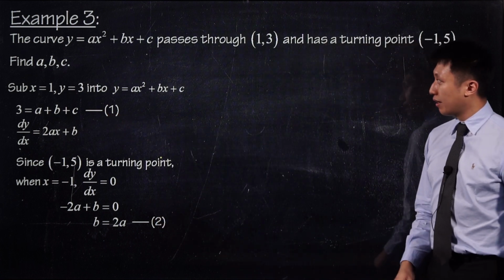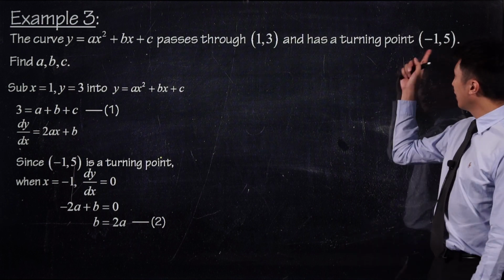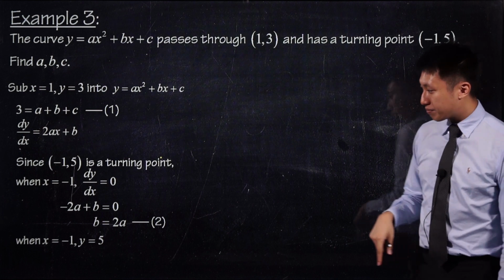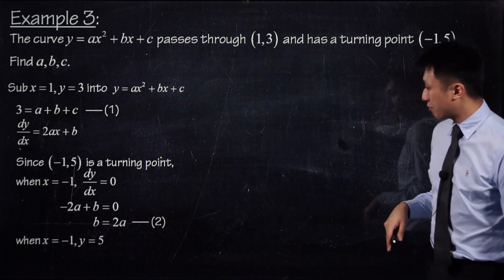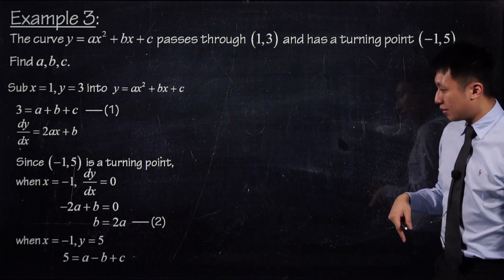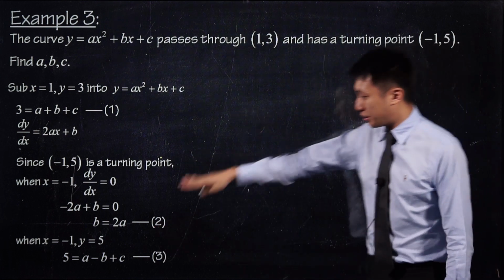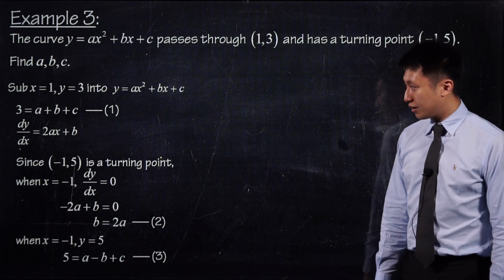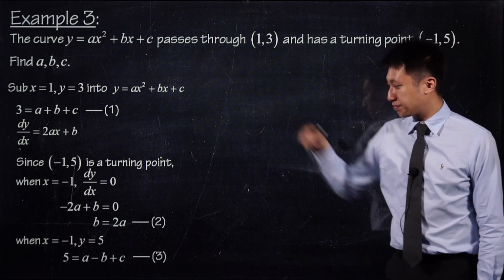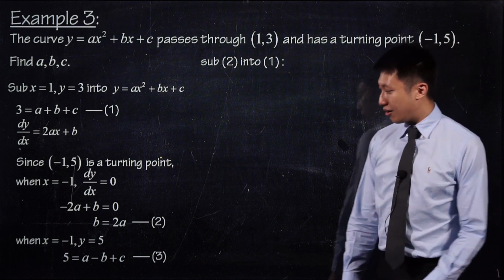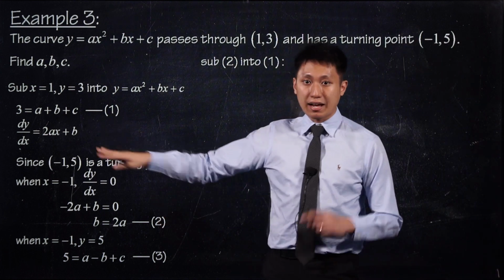Next, I have to make use of the fact that this one is also a point on the curve. So, I sub x equal to -1, y equal to 5, then 5 is equal to a minus b plus c. So this one I just put here. I sub into the original function. Then sub 2 into 1. So now I have these 3 equations and I have 3 unknowns.